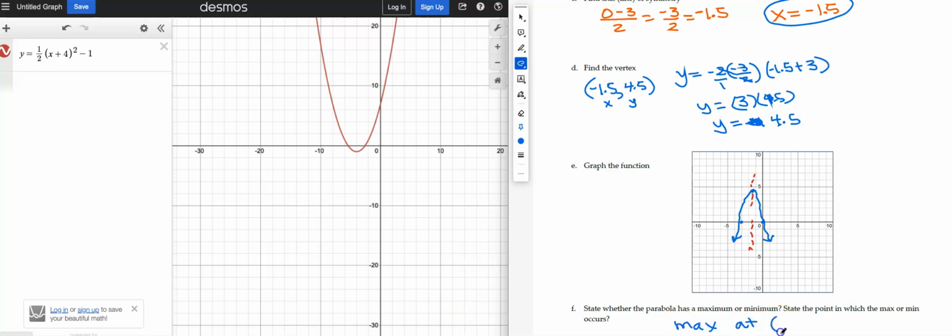And the point is, again, negative 1.5 comma 4.5. Whatever the vertex is, that's going to tell you either your maximum or minimum. And that just depends on whether it's right side up or upside down.